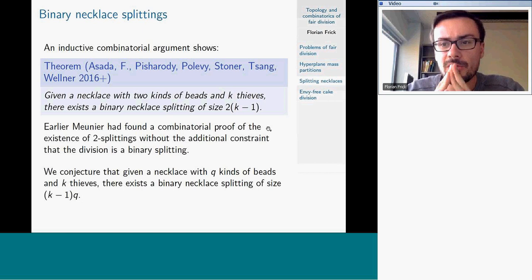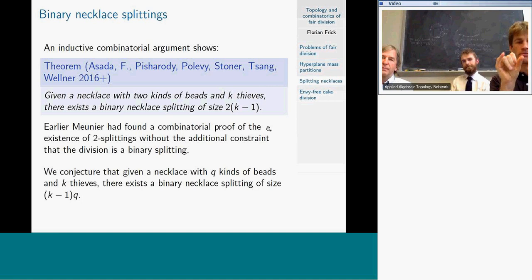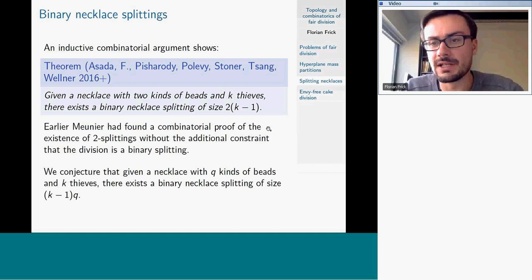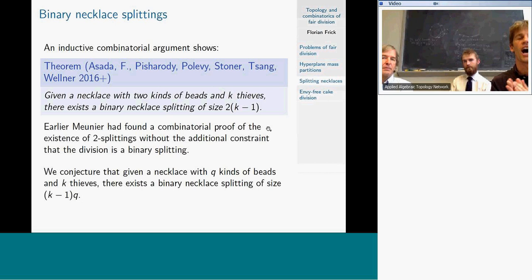Maybe there are questions or comments at this point. So the binary splitting means my piece of the necklace can only be adjacent to somebody else's piece if our binary numbers differ in a single location. Right, that's a way of saying it, yes. The edges of the hypercube. I see. Thanks.